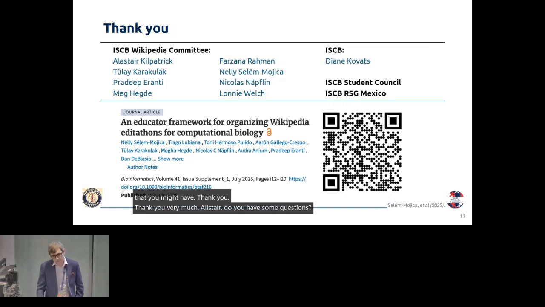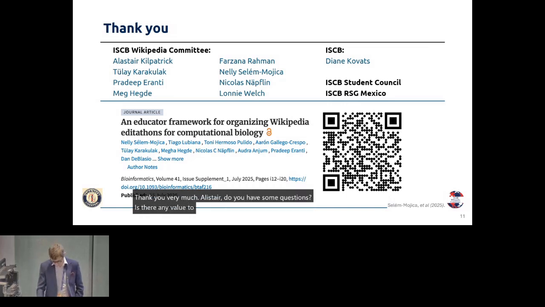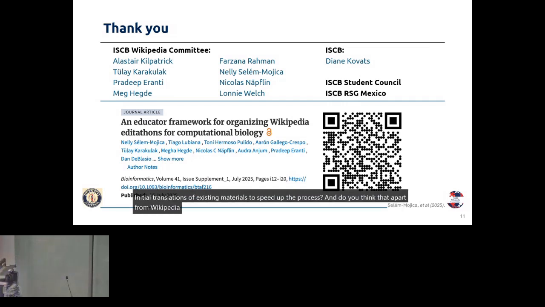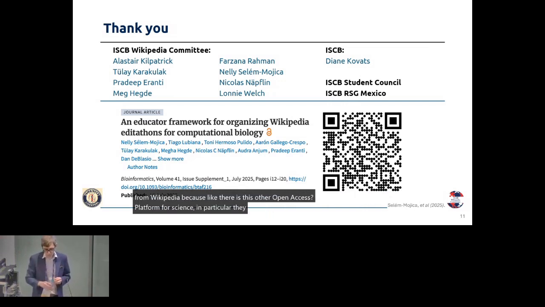Is there any value to using some tool, maybe even ChatGPT, to generate initial translations of existing materials to speed up the process? And do you think that, apart from Wikipedia, because there is this other open access platform for science in particular, they have good things for chemistry and physics.